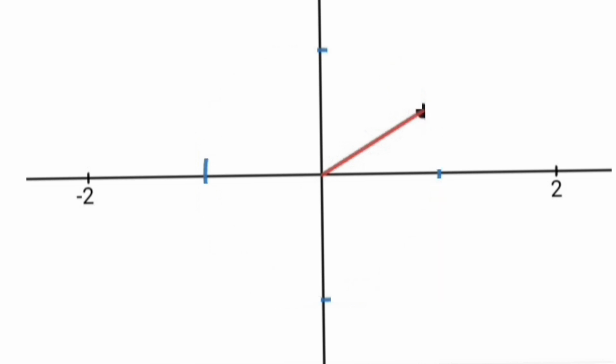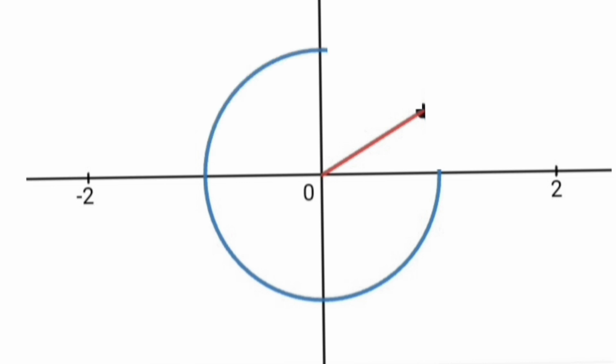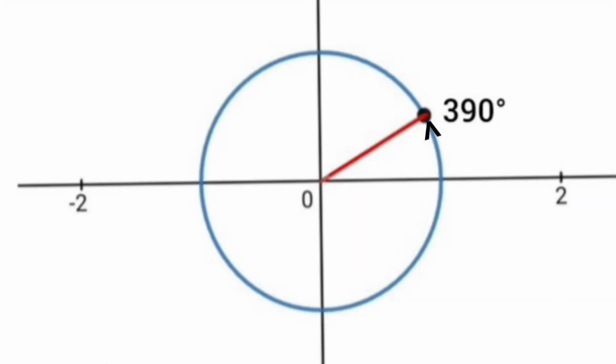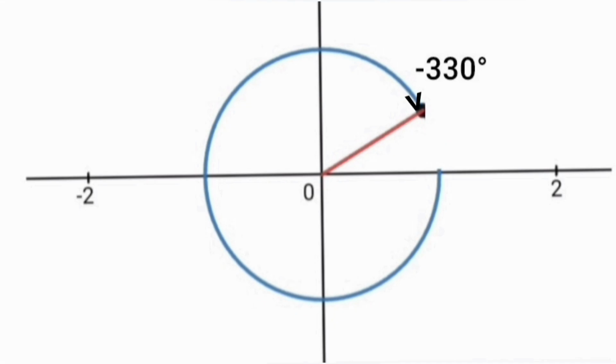Then from x-axis again, let's move in clockwise direction and stop at the terminal side of the 30 degrees, and since it is clockwise direction this is negative, so 30 degrees minus 360 degrees, so this is negative 330 degrees. 30 degrees, 390 degrees and negative 330 degrees are coterminal angles.